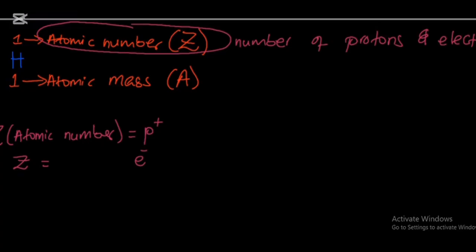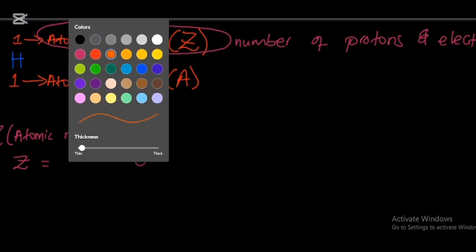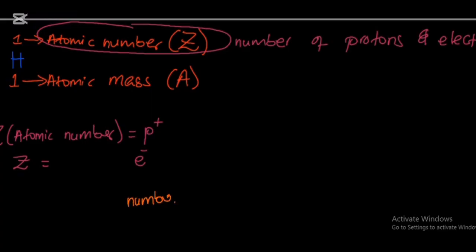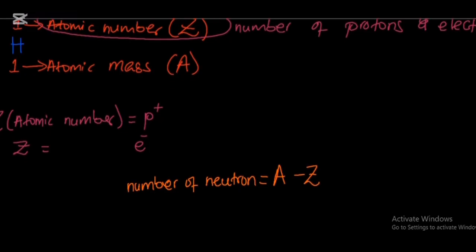And the atomic mass, we're going to use the atomic mass to find the number of neutrons. So now, how do we find the number of neutrons? The number of neutrons is equal to A minus Z. So you're going to subtract the atomic number from the atomic mass. Hope you understand what I'm trying to say here. So let's look at hydrogen. For hydrogen, the number of neutrons is 1 minus 1, which is equal to 0. So it has 0 neutrons, right?